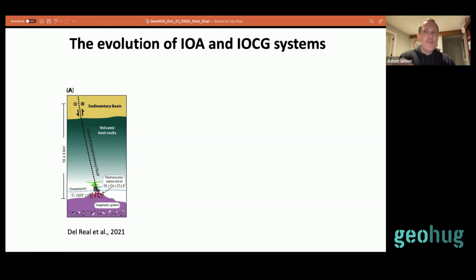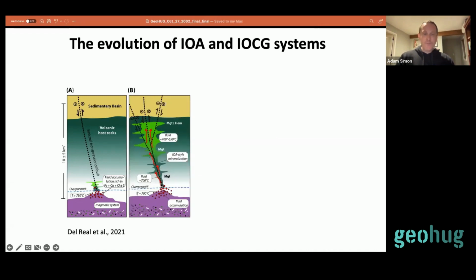And because the fluids are coming from intermediate to more mafic magmas, that means that the fluid will have a much lower concentration of dissolved silica, and as a result, will not precipitate quartz as a major feature of these systems. So as a function of time, what we propose happens is that the system evolves from an earlier, hotter system where we have dominantly magnetite mineralization.